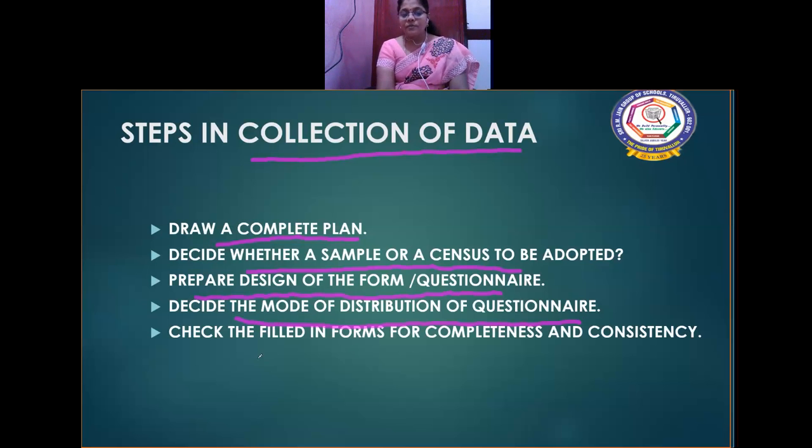and check the filled-in forms. So after giving the forms, you have to get them back and you have to check whether all the questions have been completed and whether the answers are correct. That's the correctness of the data, that also you should check. Now we are going to discuss each topic in detail.